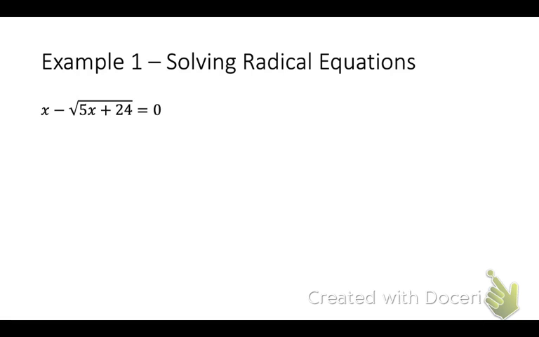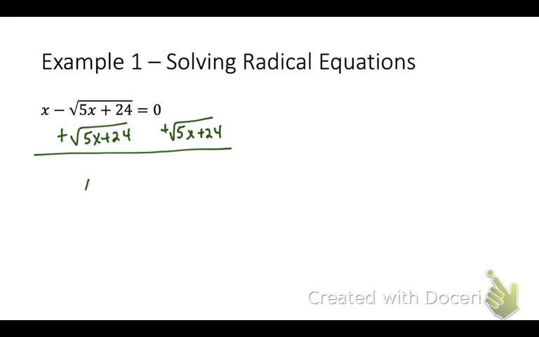Example 1. Our first step is to isolate the radical. Right now we have x and the radical on the same side, so I'm just going to add that entire radical over to the right side so that it's on its own. The next step is to raise both sides to an exponent. Since I have a square root here, there's not a 2, but we could put one in. I'm going to raise each side to the second power.